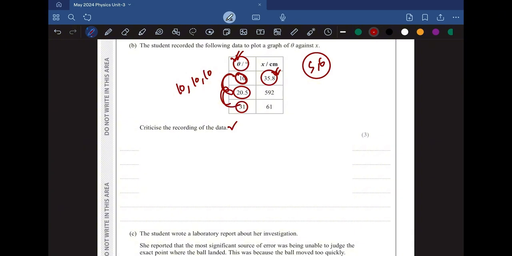And another way I will criticize them is, you can see for 10 degrees Celsius it was 35.8, and for 31 degrees Celsius it was 61. Both of them are quite close. So for 20.5 degrees it should have been between 35 and 61, right? But it is 592, which is way higher than the other two. So it is not following the trend of the other two. So that's why we can say these are the 4 ways we can actually criticize them.